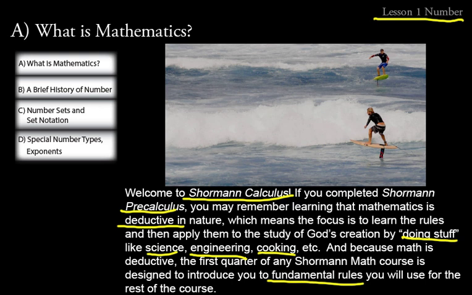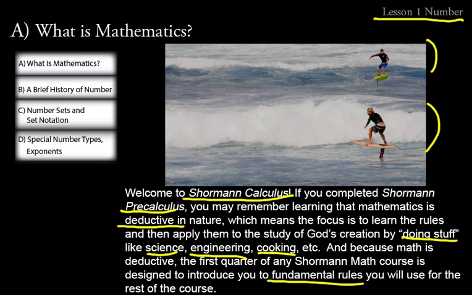So here in Lesson 1, our emphasis is number. Numbers are abstract ideas. That means they can be used to describe an infinite number of situations. Like here we have two hydrofoil surfers. We can use the number 2 to describe the number of waves they're surfing right now, the number of surfers, the number of hydrofoils.